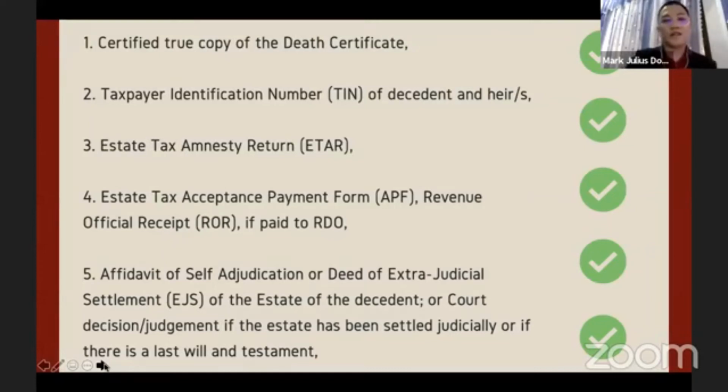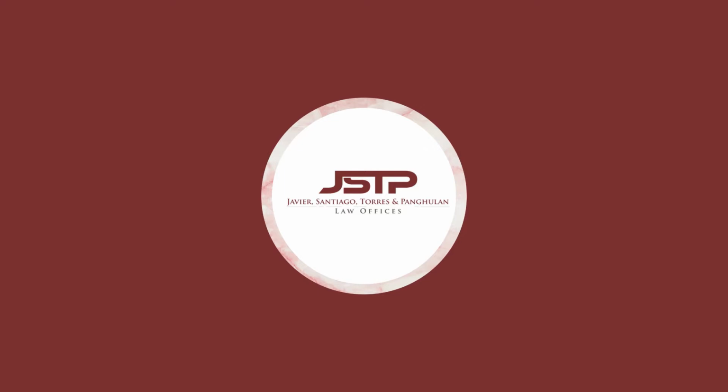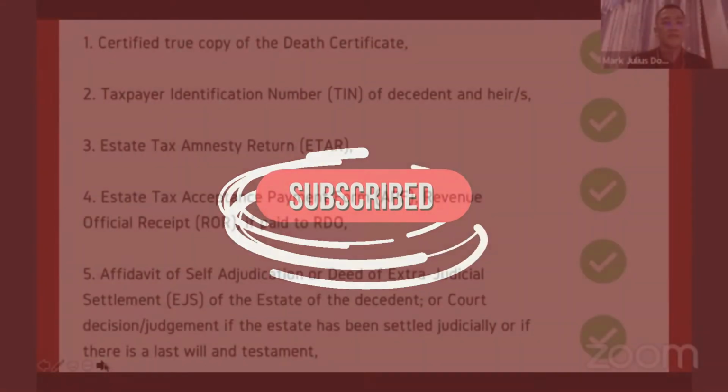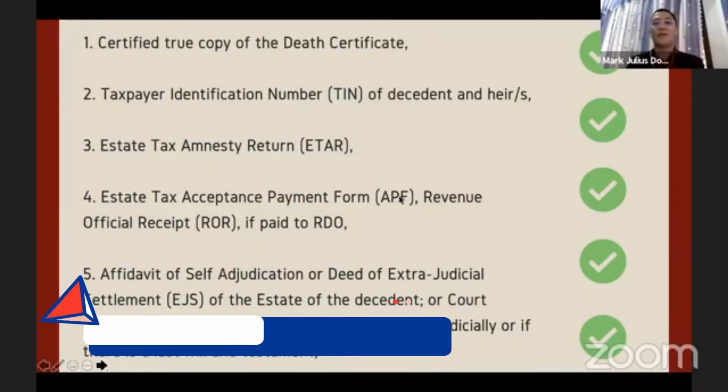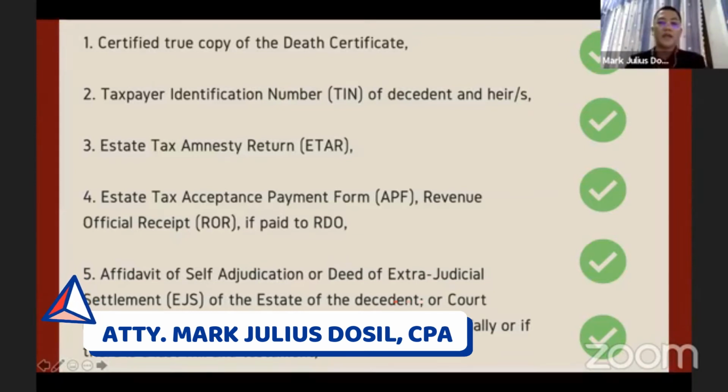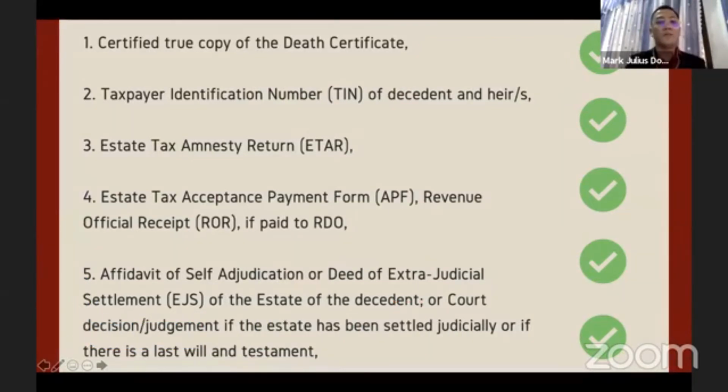So these are the things that you need to prepare for availing the tax amnesty of estate tax. Certified true copy of the death certificate is usually gotten from the local PSA. If there's already a PSA certified true copy of the death certificate, you can also get it from the national PSA.